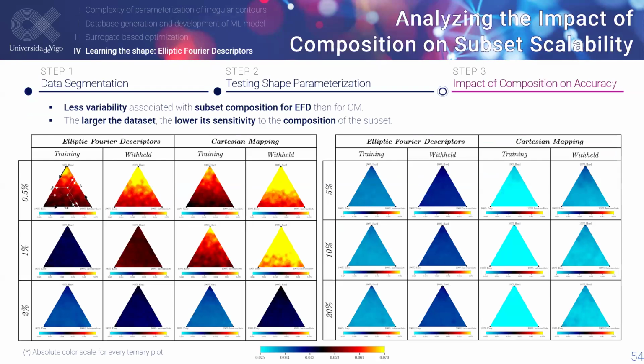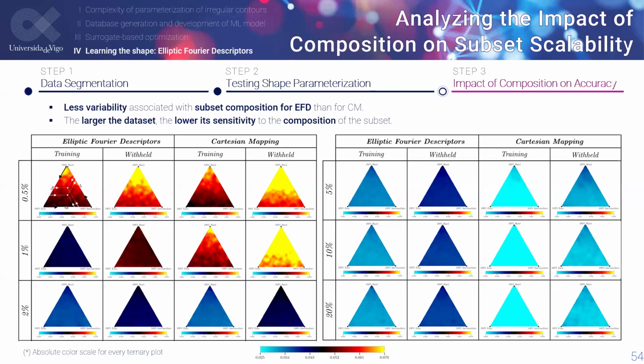So it's important to point out that these plots have an absolute color map, just for you to be able to compare the different ternary plots. So each row has a different percentage of data used for training. Starting with this one that has only 0.5% of data for training up to 20%, we kind of see a lot of things here.